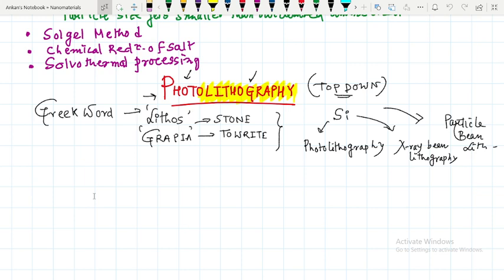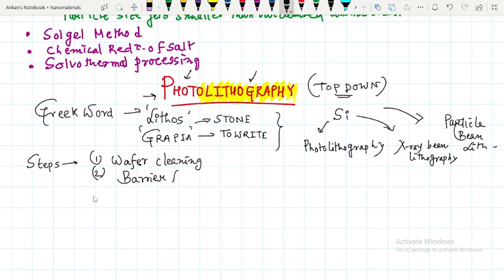with the help of photolithography technique, or it can be written by the X-ray beam, which is known as the X-ray beam lithography, and it can also be written by the electron beam, which is known as the particle beam lithography. But the steps involved here are: first, the wafer should be cleaned, so wafer cleaning is the first step. The next step is barrier layer formation. The next thing is photoresist application.